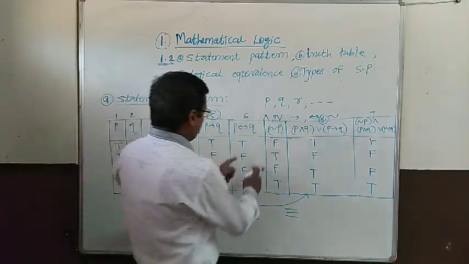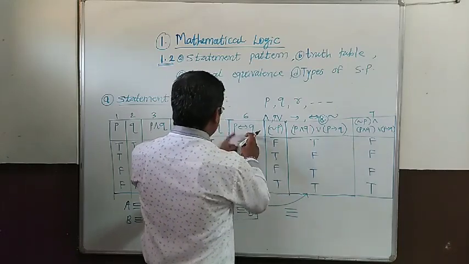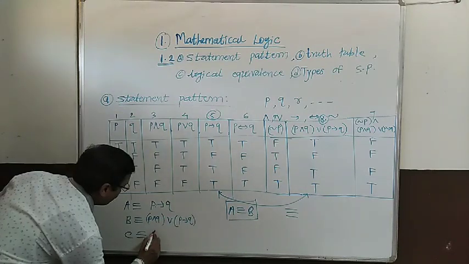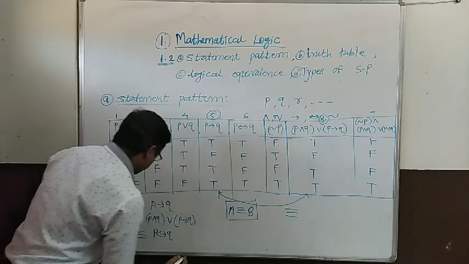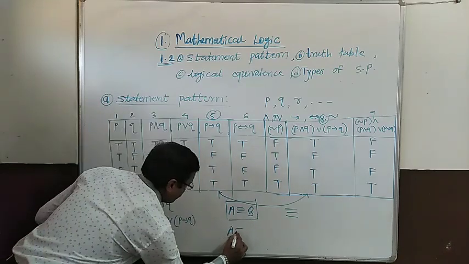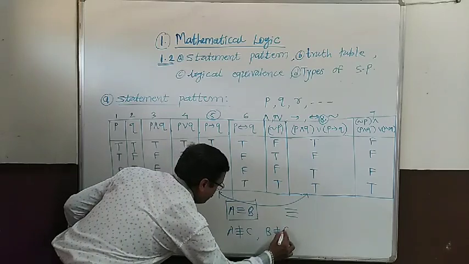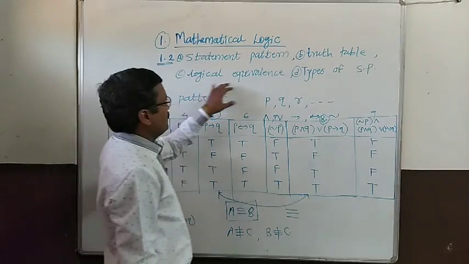But if we find these two are different, then these two statement patterns are not logically equivalent. If we give the name C to P conditional Q, if C is equivalent to P conditional Q, then this A is not equivalent to C, also B is not equivalent to C. So this is about logical equivalence.